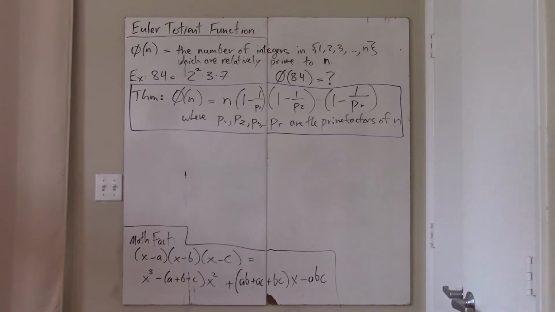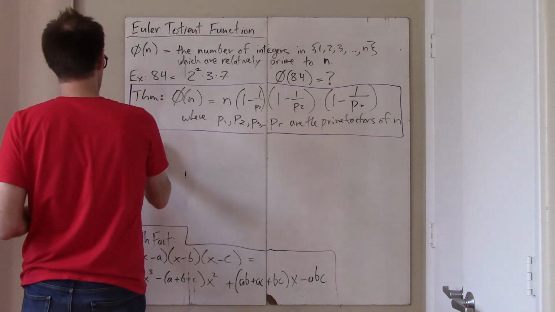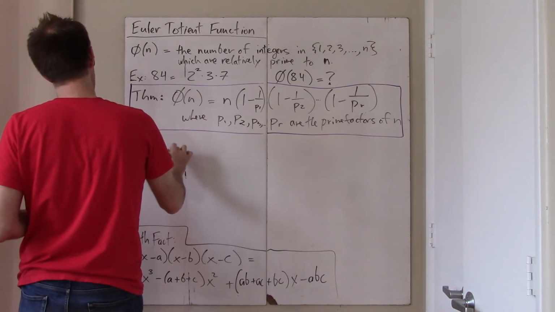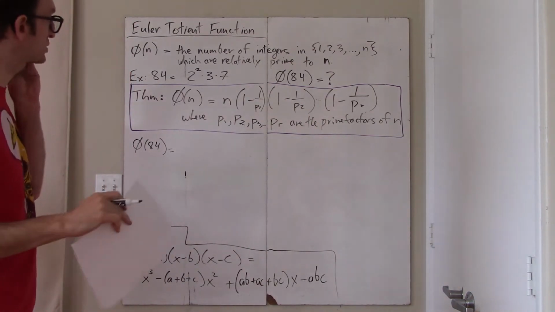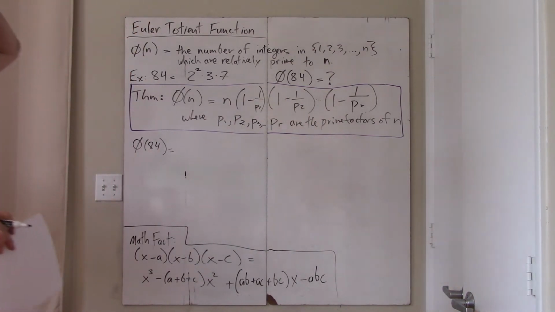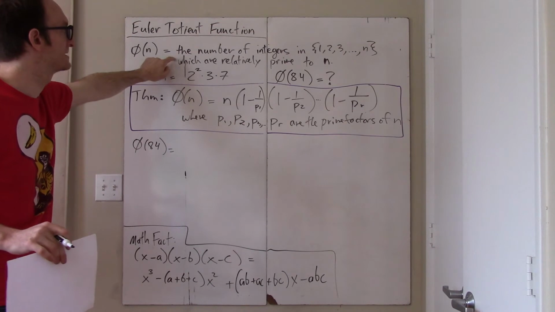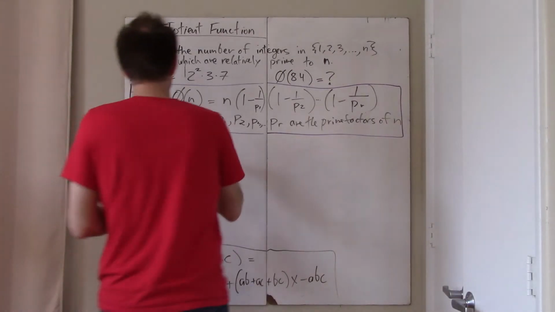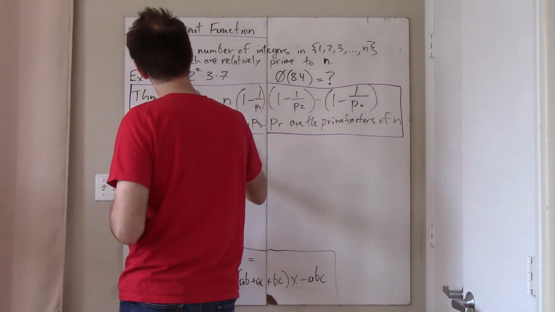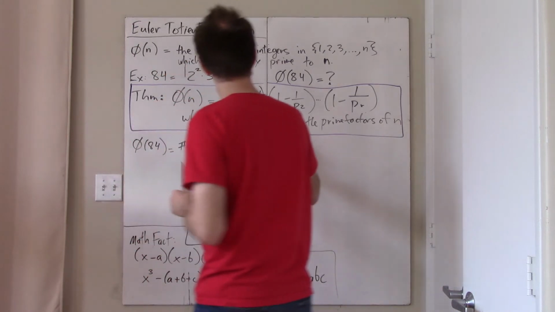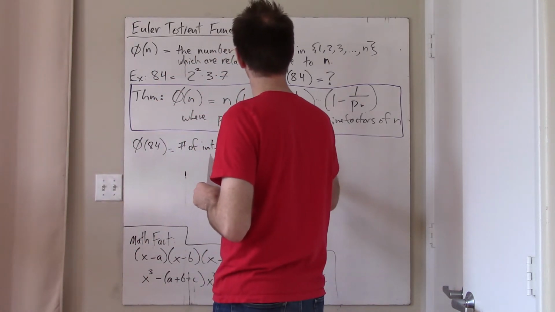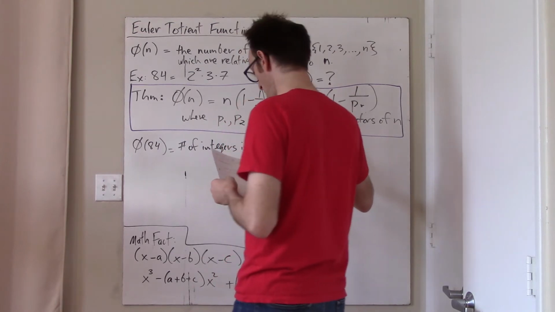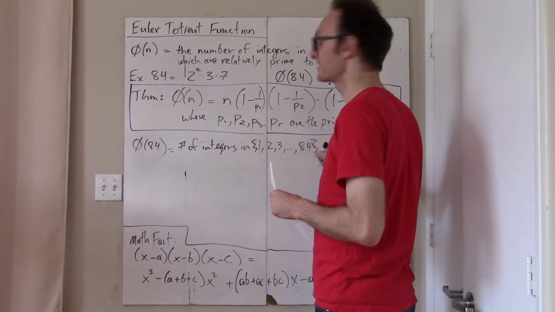First, let's do the proof. And by do the proof, I mean let's just do it for the case of 84. I'm going to squeeze this into this space right here. So, okay, how can we do this with 84? Well, what are we actually trying to do? What is the definition of this function? It's defined sort of semantically as the answer to a counting problem. It's the number of integers which are relatively prime to 84. I'll just write that down. This is the number of integers in the set 1, 2, 3, all the way up to 84, which are relatively prime to 84.